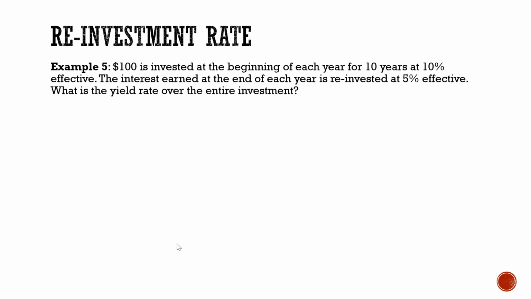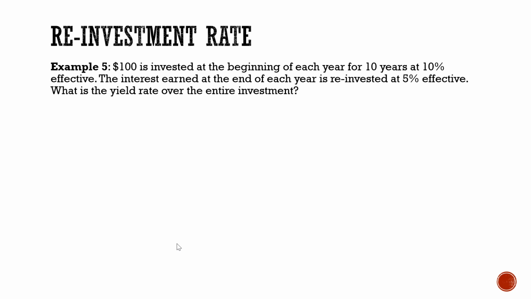Next, example 5. $100 is invested at the beginning of each year for 10 years at 10% effective. The interest earned at the end of each year is reinvested at 5% effective. What is the yield rate over the entire investment?